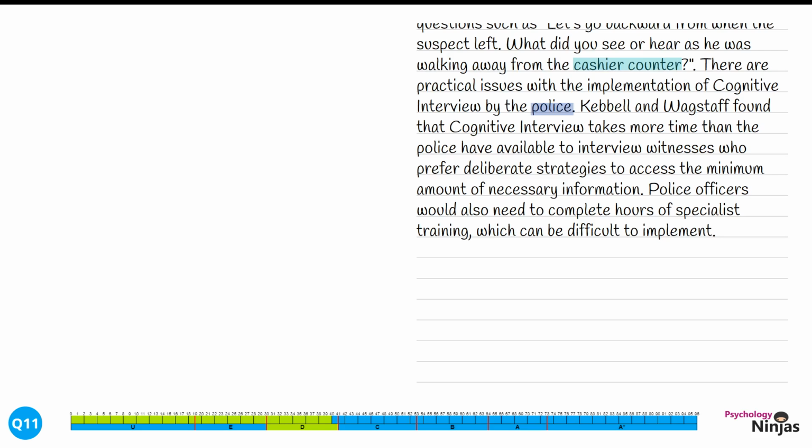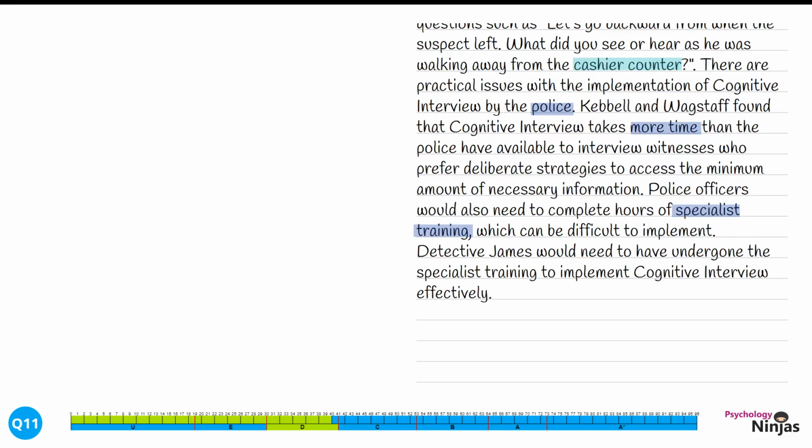Police officers would also need to complete hours of specialist training, which can be difficult to implement. We've got two different practical issues here: the time it takes to interview witnesses, but also the time it takes for the training necessary to do the cognitive interview. We're then going to link this back to the STEM. That Detective James would need to have undergone specialist training to implement cognitive interview effectively.